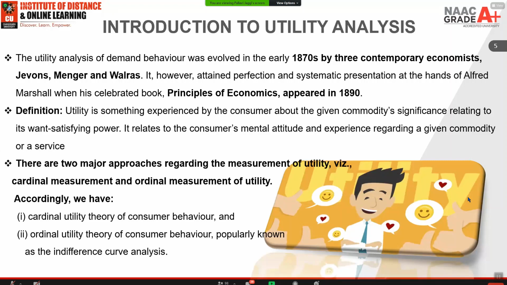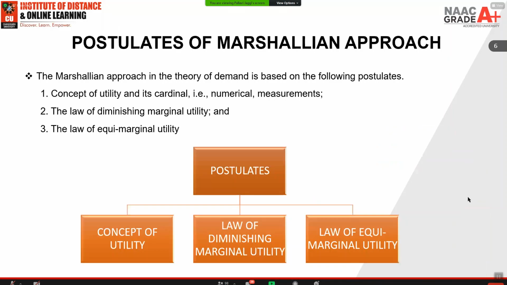So the cardinal utility theory approach was given by Marshall. Under this we measure satisfaction in units. But the ordinal utility theory was given by Hicks, and according to this, satisfaction can only be ranked as high or low. So these two were the concepts of utility, cardinal and ordinal, and we will study both of them one by one. First of all, let's come to the postulates of the Marshallian approach. The Marshallian approach in the theory of demand is based on the following postulates.